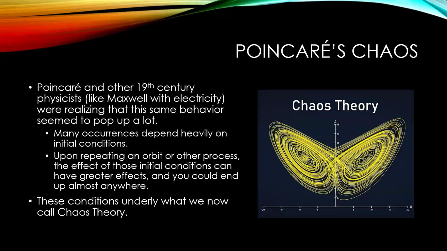Upon repeating an orbit or other process, the effect of those initial conditions can have greater effects, and you could end up almost anywhere. These conditions underlie what we now call chaos. And so let's see if we can come up with a working definition of chaos.